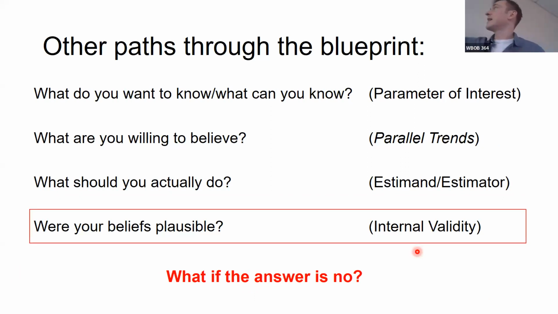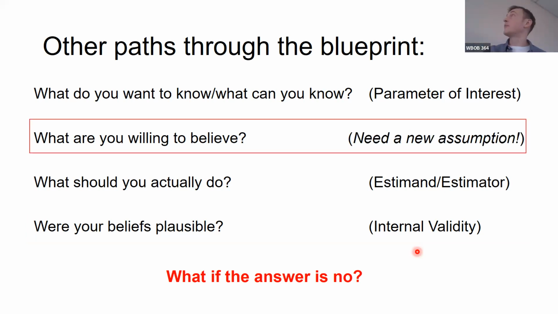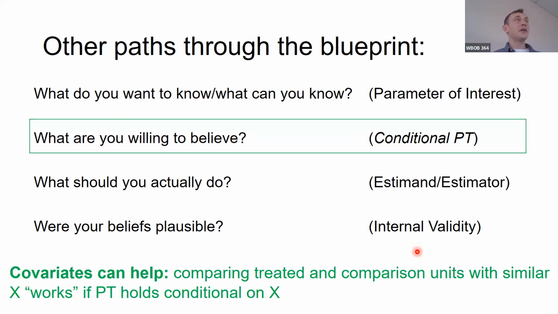Okay, so what if you get to the end and you say, well, I don't know. I mean, I made all these parallel trends assumptions, but they don't seem very plausible. What should you do? Okay, well, if parallel trends wasn't plausible, you need something new that is plausible. Otherwise, you don't have a causal study. So what can you do? Well, this is where covariates can help.